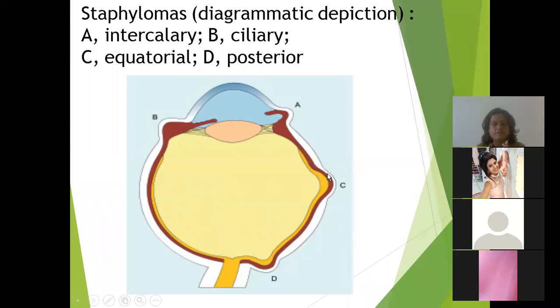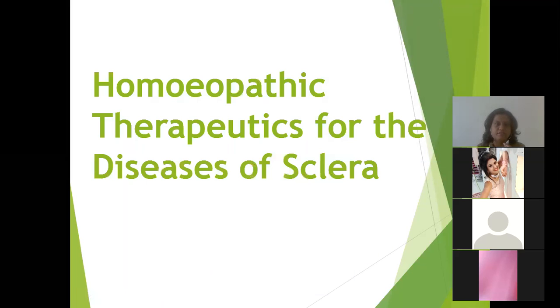When there is an equatorial bulge, the equatorial part of the eyeball bulges, so it is called equatorial staphyloma. And when the eyeball bulges posteriorly, then it is called posterior staphyloma. So this is a diagram of staphyloma.